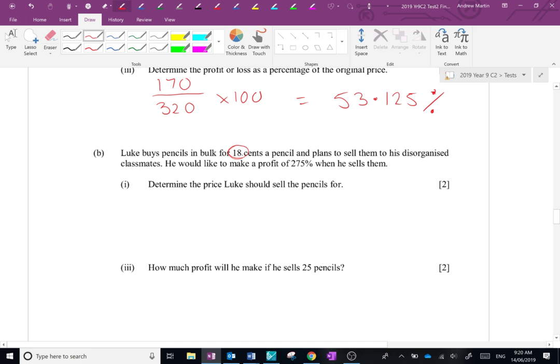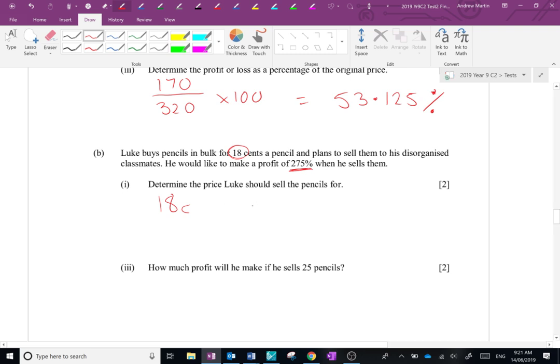Okay, part B. So Luke buys pencils in bulk, 18 cents a pencil, and plans to sell them to his disorganized classmates. He would like to make a profit of 275%. Quite a good profit. Determine the price Luke should sell the pencils for. Okay, so if he's paying 18 cents and he wants to make 275% as a profit, what do we need to multiply by? Well, let's work something out here.